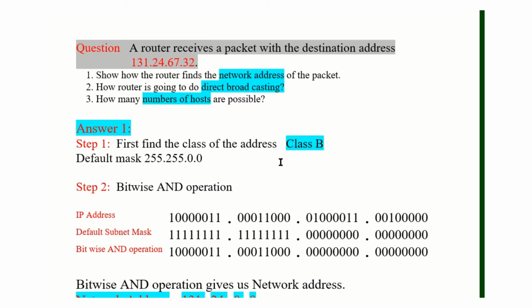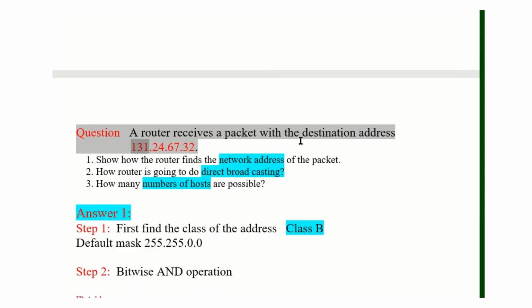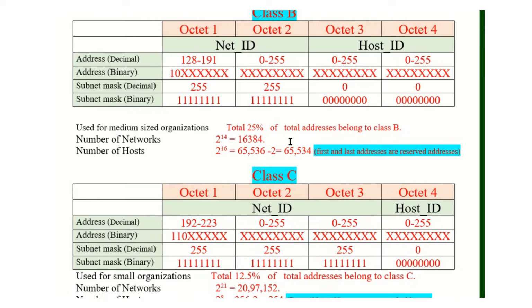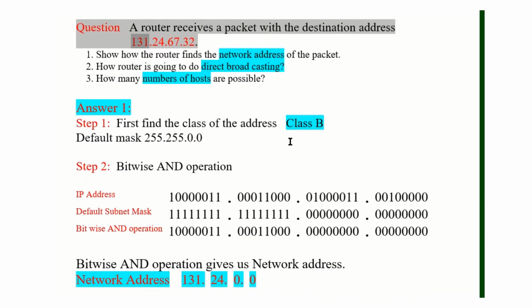The first step, we have to find out to which class this IP address belongs. Because the first octet is 131, it is a class B IP address. So first thing, we have to find out the class. This address belongs to class B. The default mask of a class B IP address is 255.255.0.0.